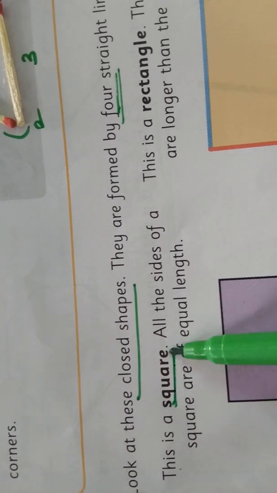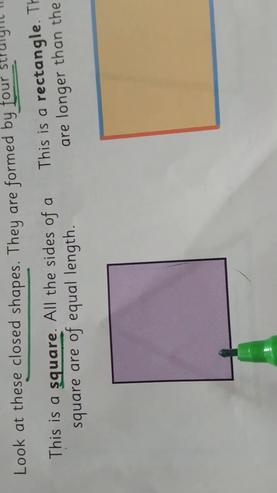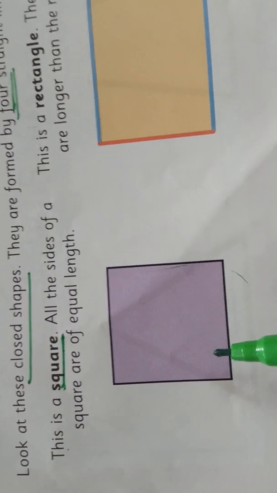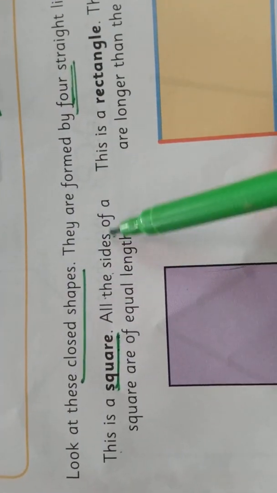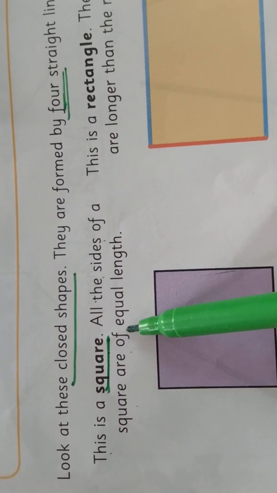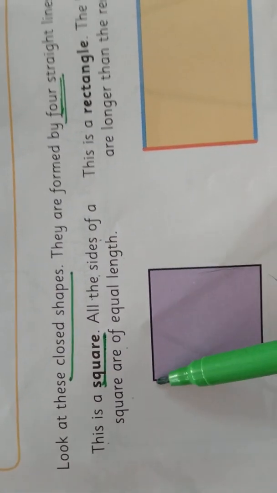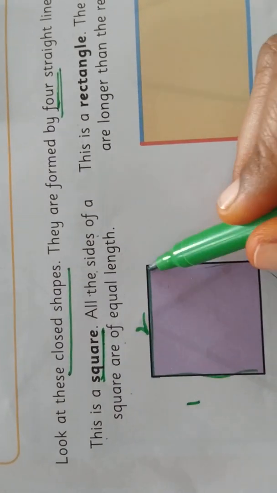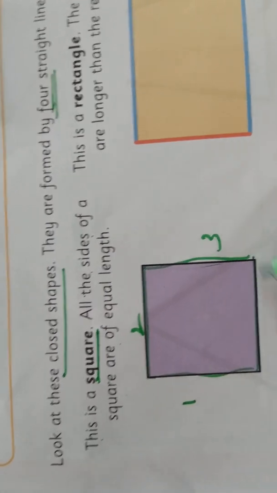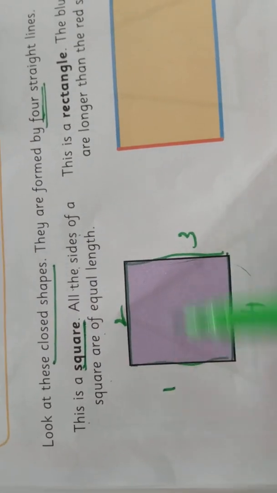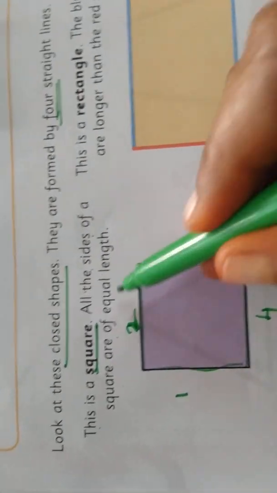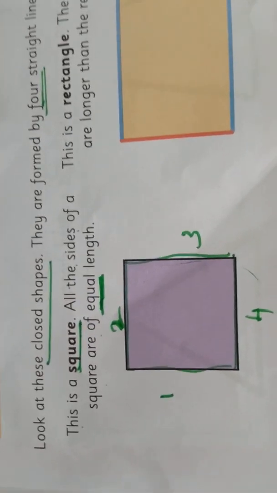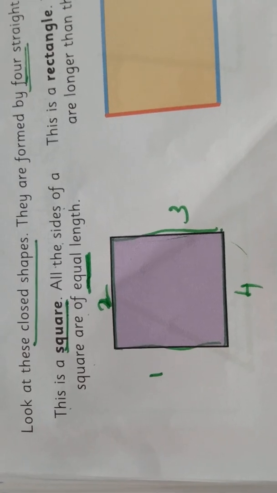What is this? What is the shape name? Square. All the sides of a square are of equal length. See, it has 4 sides. 1, 2, 3, 4. 4 sides a square has. All the 4 sides are equal. Equal means what? Same in length. Equal means same in length.